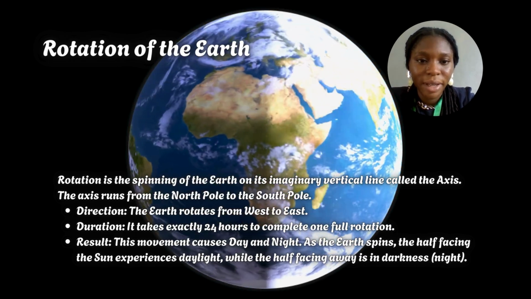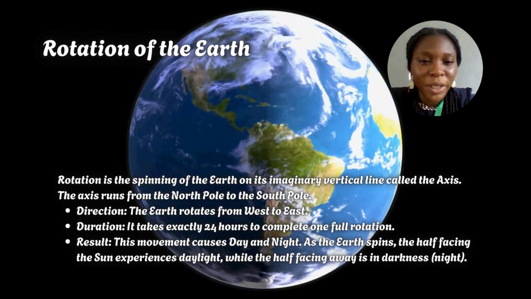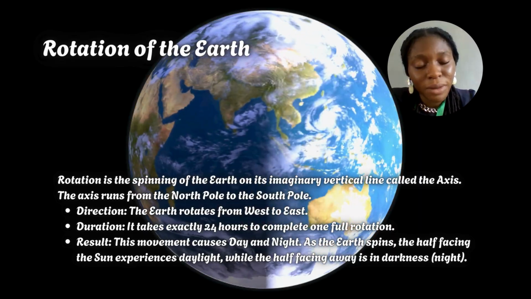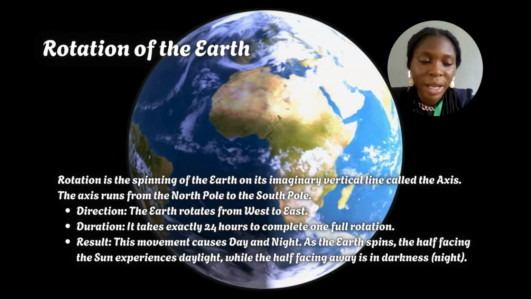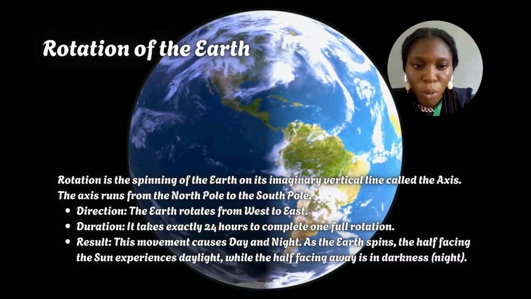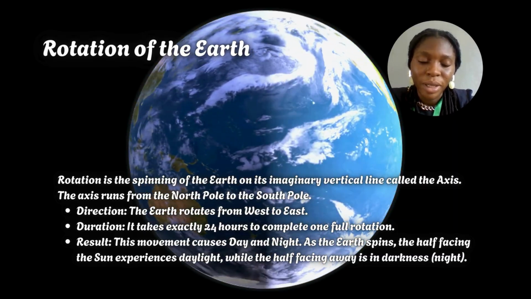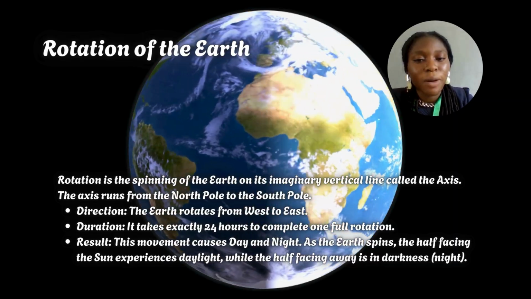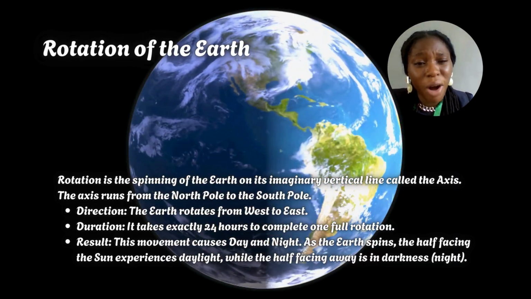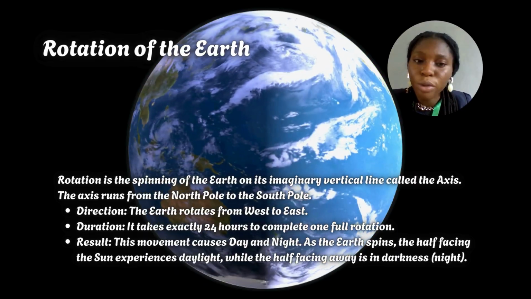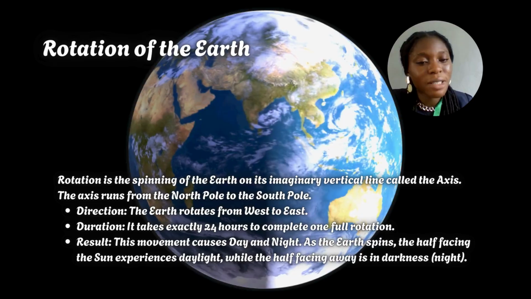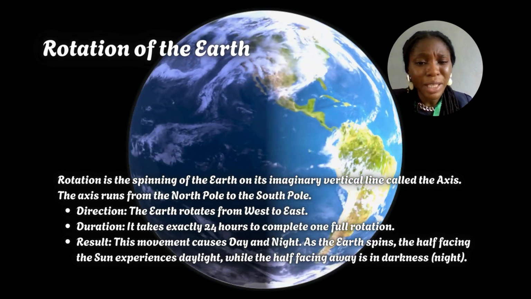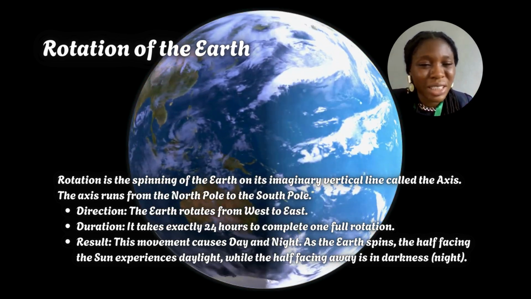The rotation of the Earth. The rotation of the Earth simply means the spinning of the Earth, that's the going round of the Earth on its imaginary vertical line. Now, this vertical line is called an axis. The axis runs from the North Pole to the South Pole. And then the Earth moves from the west to the east. Are you following me now? When it comes to rotation, it takes 24 hours for the Earth to complete one full rotation. Please note that it takes 24 hours for the Earth to complete one full rotation. Now, this movement is what causes day and night.